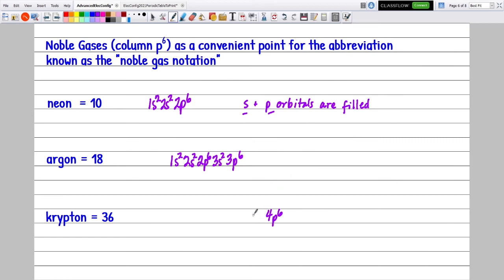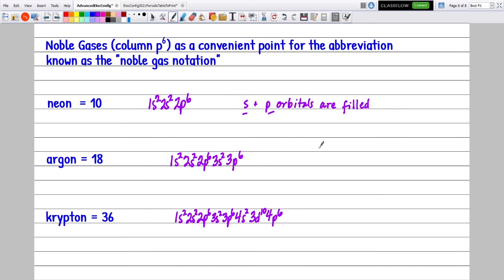And what comes before 4p in the filling order? It's 3d10. Before that is 4s2, 3p6, 3s2, 2p6, 2s2, and then 1s2. And if you add all of these up, 2 plus 2 plus 6, plus 2 plus 6 plus 2, plus 10 plus 6, that does add up to 36.